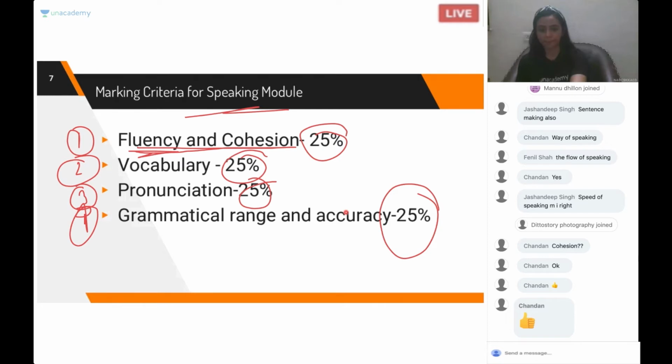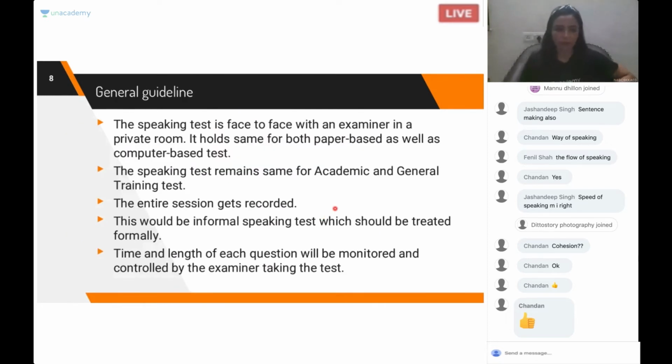So a quick guideline, before I go very descriptive about Section 2. The speaking test is face to face with an examiner in a private room. It holds for both paper-based as well as computer-based tests. Whichever one you choose, the speaking test will always take place face to face, which is unlike TOEFL, where you give your speaking test on camera. In IELTS, you have to give the speaking test while facing the person.